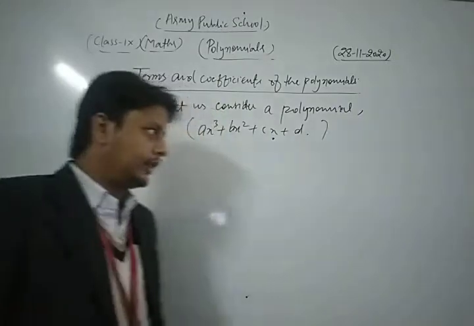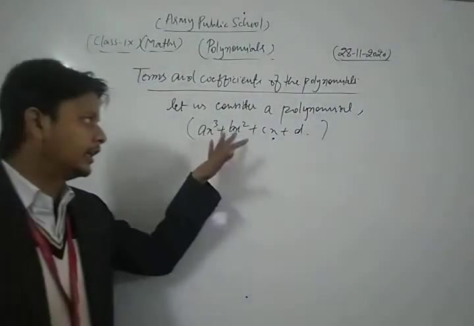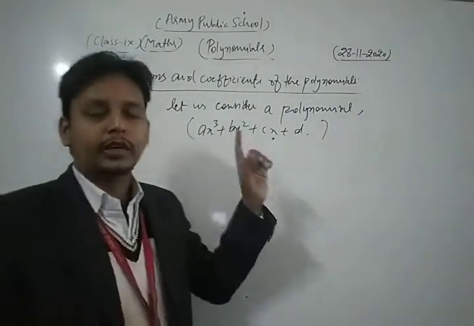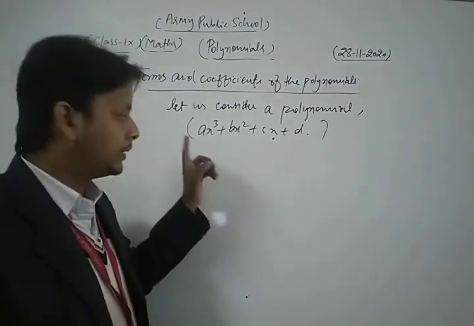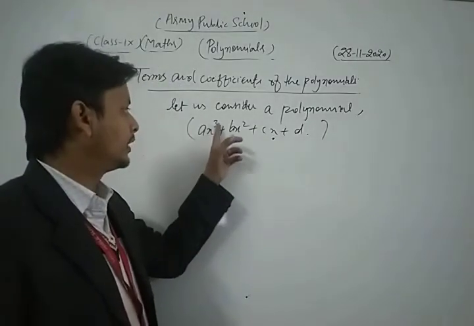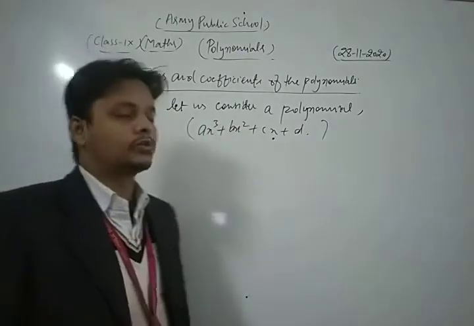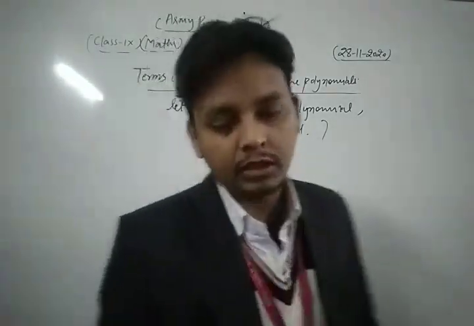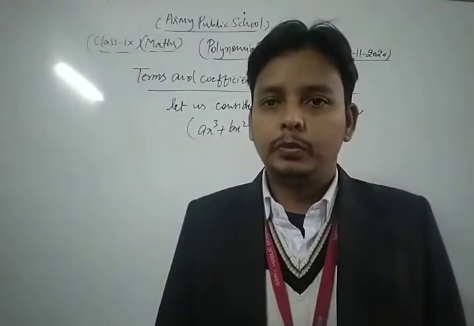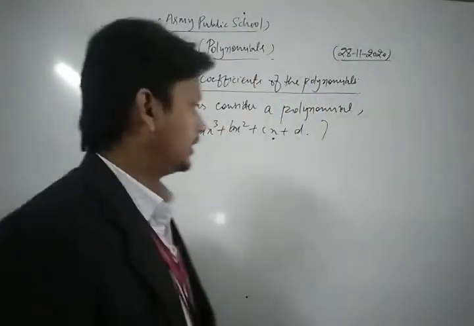So dear students, here we take a cubic polynomial. Why is it said to be a cubic polynomial? Because the highest power of the variable is 3. In that polynomial the highest power of the variable is 3, so it is said to be a cubic polynomial.